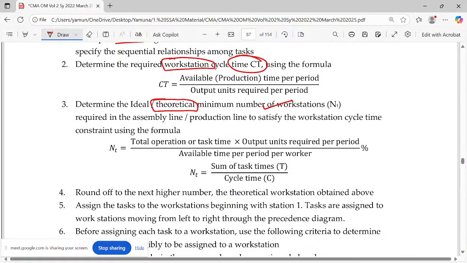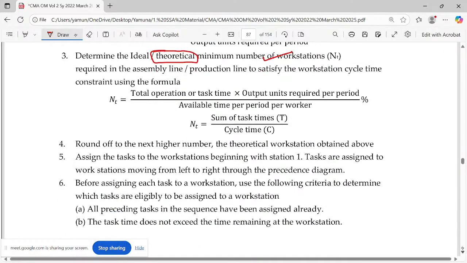Workstation means two, three jobs might be done in one area. On the conveyor belt, when it moves and stops for about 3 minutes, that will be called one workstation. One person will be fitting the tire, one will be tightening the nuts, one will be fitting other things, one will be helping or something like that. Then we'll round off to the next higher number. Then we'll assign the tasks.